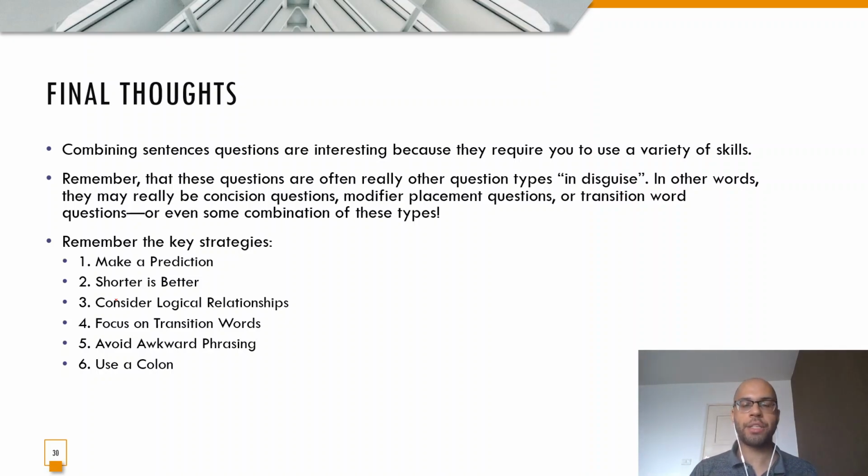So, last thing to remember, the key strategies. One, try to make a prediction before you look at your answer choices. Two, shorter is better. Three, think about logical relationships. Four, focus on your transition words, and three and four kind of go together in that sense: although, but, yet, those kinds of things. Avoid awkward phrasing. Remember the no-no words: this, that, these, those. And use a colon if it's appropriate. That's often a great way to link up ideas, especially if that second idea is an explanation of the first.